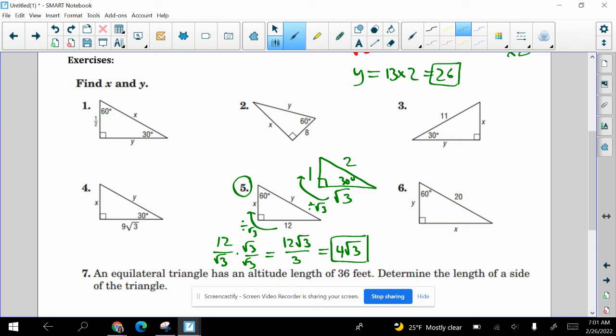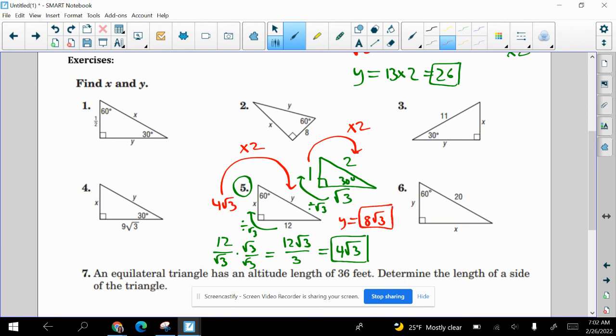And for y, to go from my short leg to my long leg, if I go from 1 to 2, I would need to double. So I'm going to do the same thing. Here, I know that this is 4 root 3. And to go to the hypotenuse, I'm going to have to double this. So the hypotenuse, which is y, will be 8 root 3.